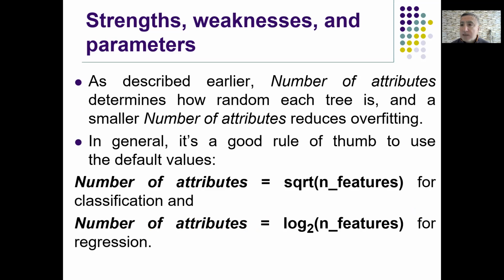Here is the answer to the question: how can we decide the number of the subset of features? Basically, check your original data set. If you have n features in the original data set, take the square root of this to decide the number of attributes in each decision tree in the random forest, if it is a classification. But if it's a regression, you can use log.